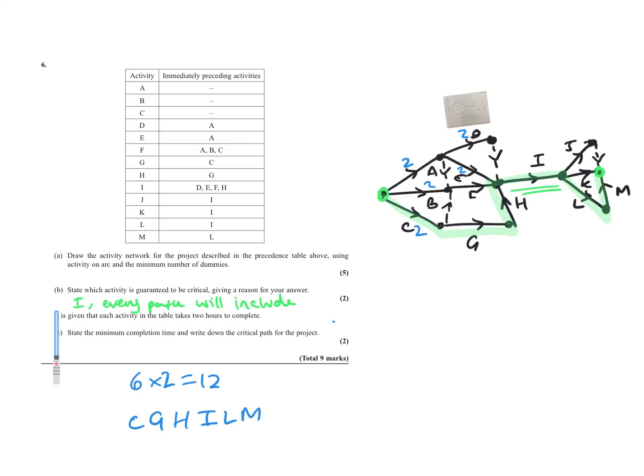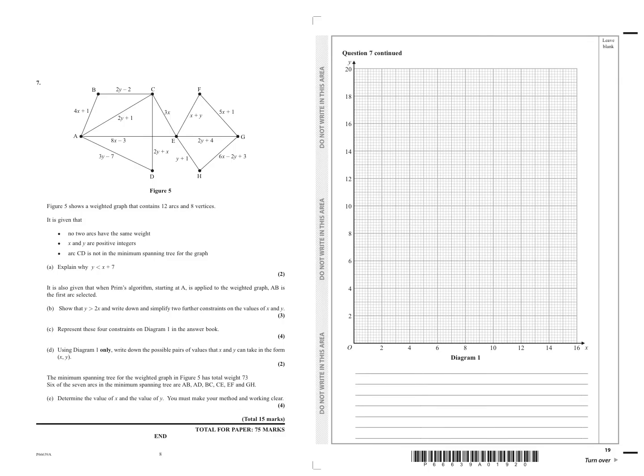Now remember I stated that I is a critical activity, so I does have to be in my critical path. Okay? So, when you look at this question, you probably think to yourself, right, what on earth is going on here?